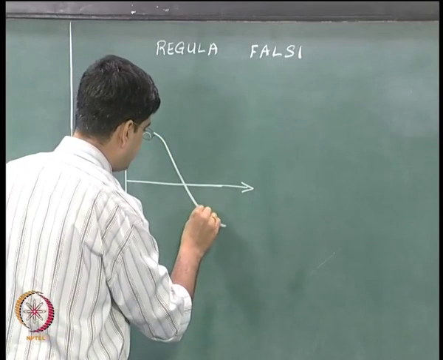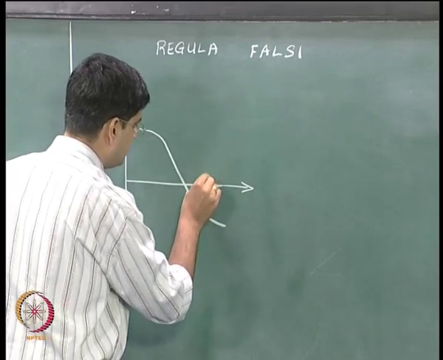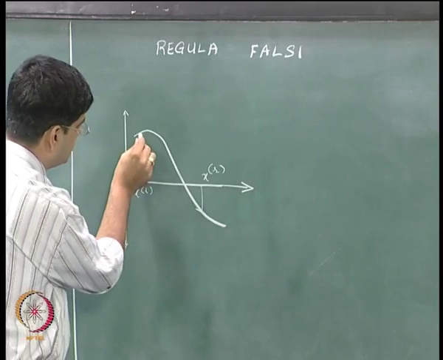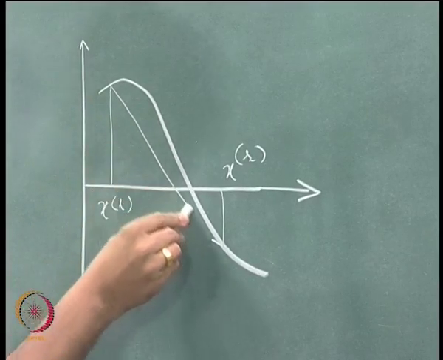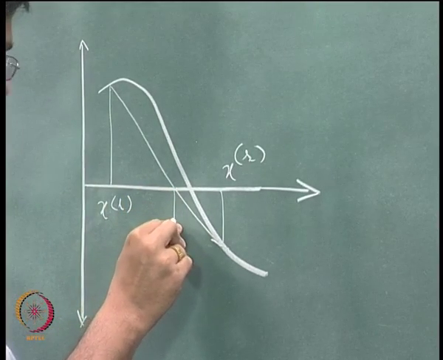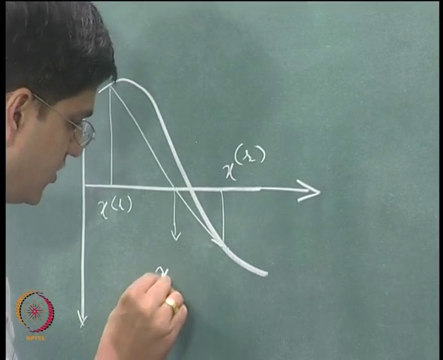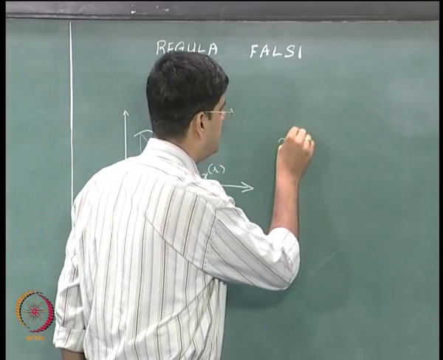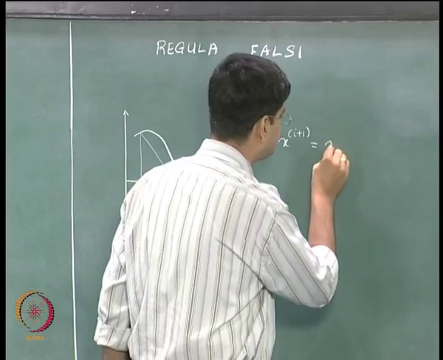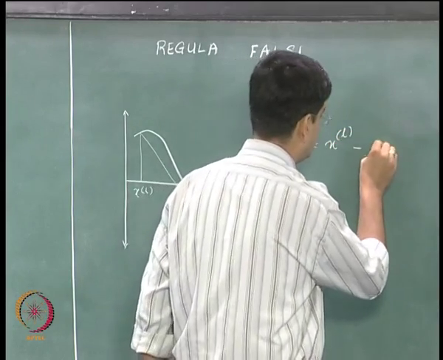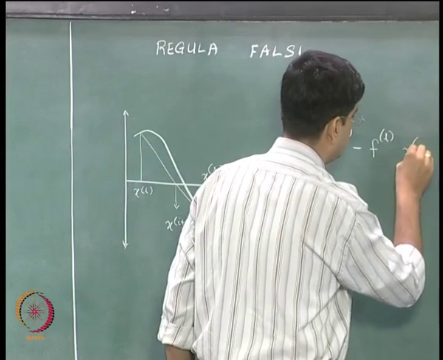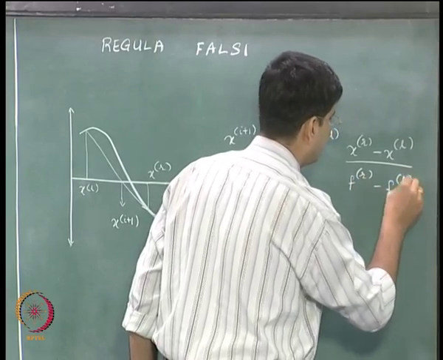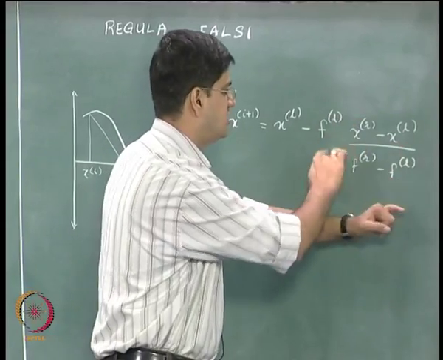Let us say we have a curve of this type and we started off with XR and XL. What we did was we connected this XR and this XL with a line, and we found the intersection of that line with the x axis, and we called that x i plus 1. The expression for x i plus 1 that we developed in the previous module was x i plus 1 equal to XL minus FL multiplied by XR minus XL divided by FR minus FL. Of course you can interchange these as well.